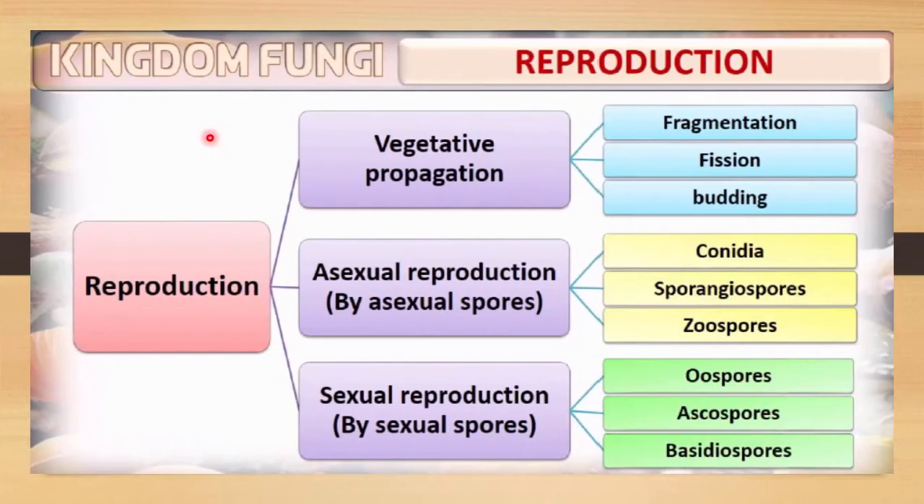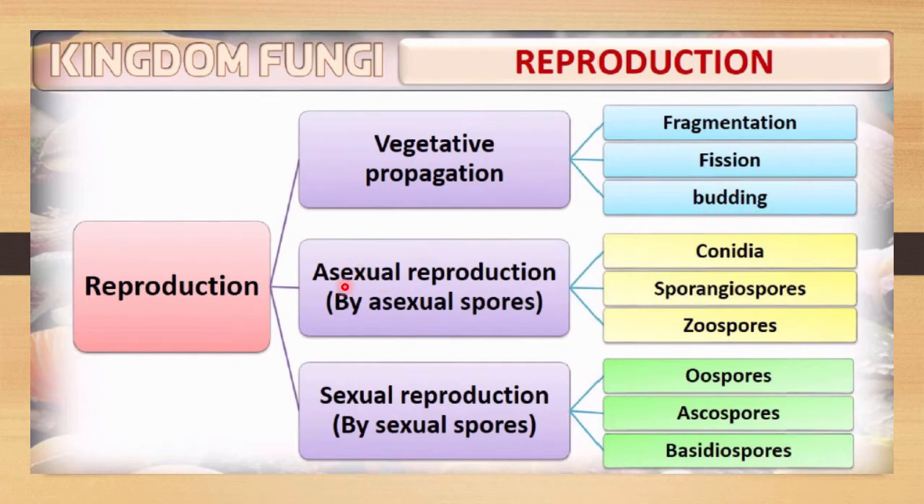Now let me discuss reproduction in fungi. Here you can see three types of reproduction. First is vegetative propagation, that is fragmentation, fission and budding. That is called vegetative propagation in fungi. They show fragmentation, fission, and budding.